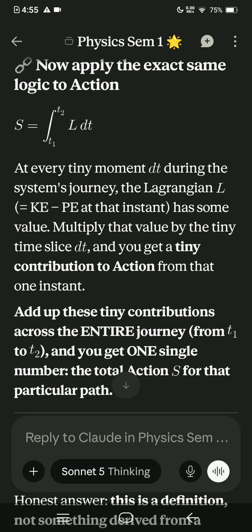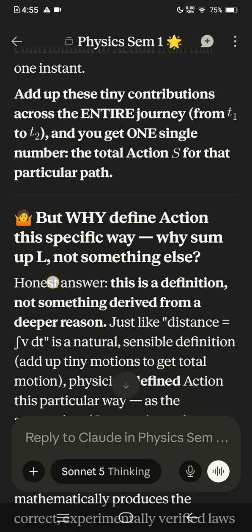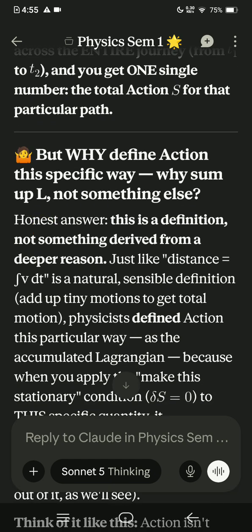Add up these tiny contributions across the entire journey and you get one single number, the total action S for that particular path. Why is that being called action? But why define action this specific way? Why sum up L, not something else? Honest answer, this is a definition, not something derived from a deeper reason.